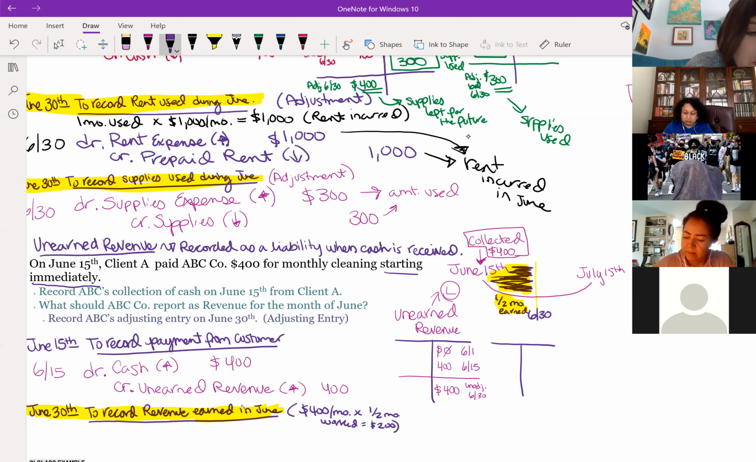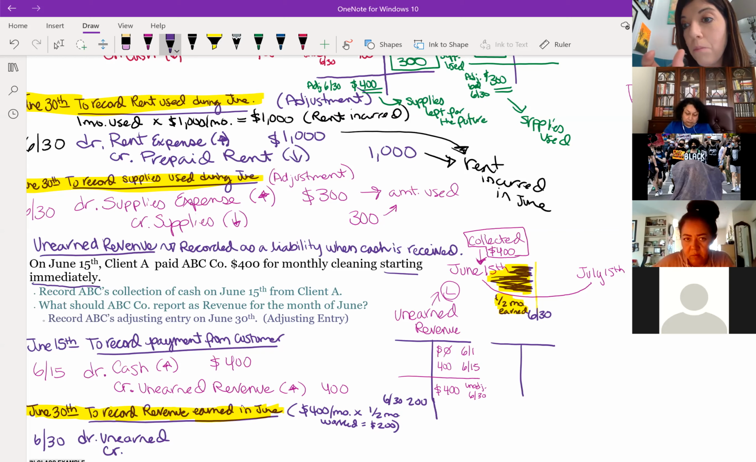So on June 30th, I get to reduce my liability, right? By how much? By $200, correct. So you only get the 400 once you complete the whole thing. In July, you'll recognize the other 200 related to this half month, and then another 200 if they sign another contract and continue cleaning.